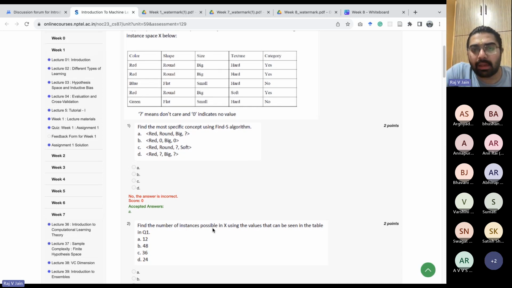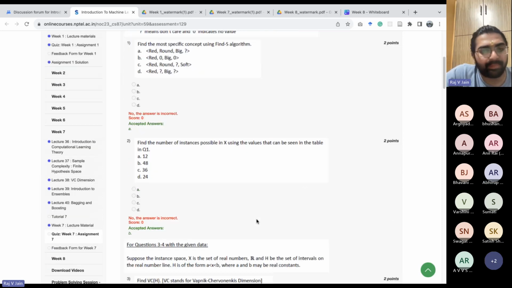Yeah, and then it'll be 24. Why, by the way? Any thoughts why it'll be 24? 3 into 2 into 2 into 2, meaning all the X labels, how many possibilities, categories. So here color we have three values, shape 2, size 2, and texture 2. So 3 into 2 into 2 into 2 will be 24.